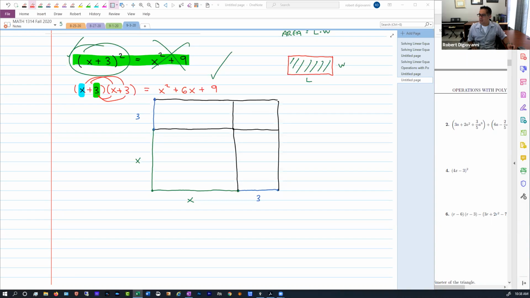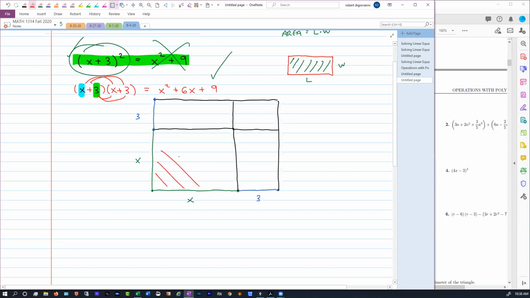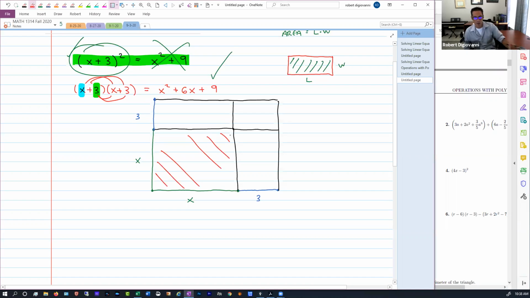Okay, how about Denise? Denise? Yes. Okay, Denise, what is the area of this box right here? So how long is it, how tall is it? And then multiply those together.